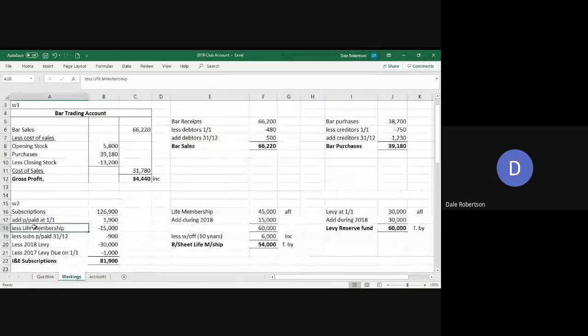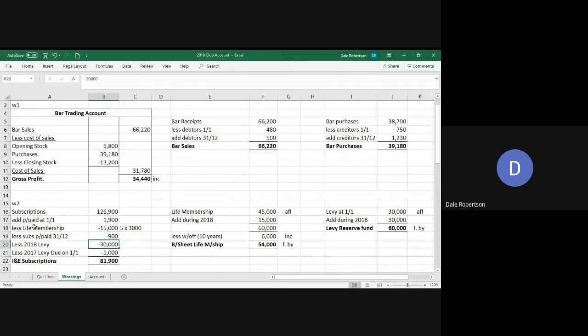And therefore, when we go back to the workings, we can see that if we take out these life memberships, there are 5 of them at 3,000 each. So that's 5 by 3,000 that we have previously established. And that is where we get that 15. We take away the amount prepaid at the end of the year, which is 900. We take away the levy.